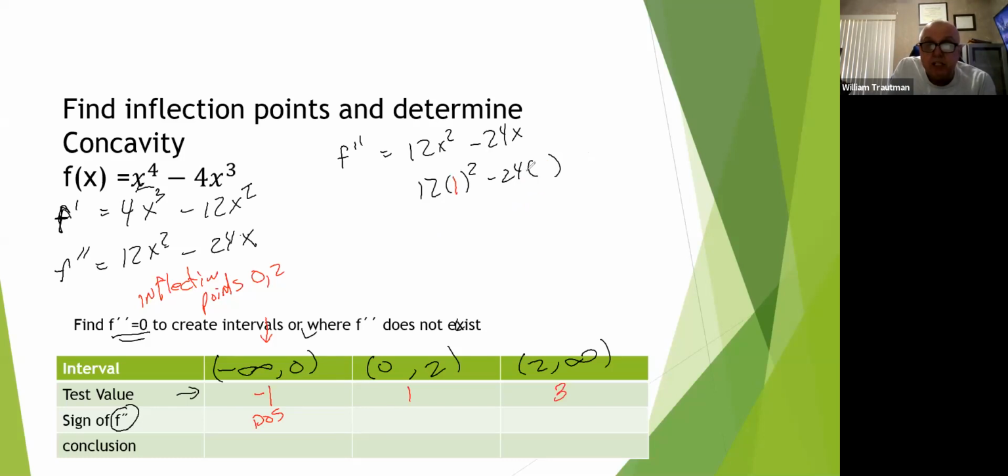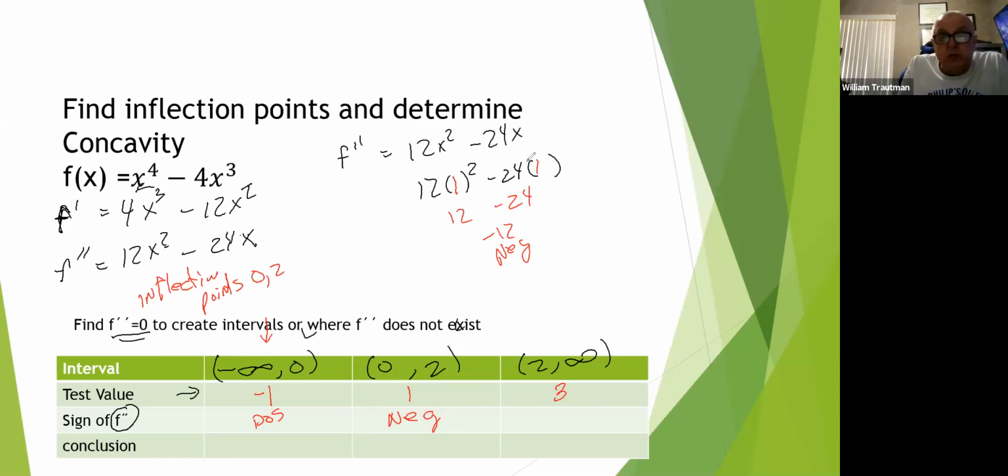Put a positive 1 because there's my next test point. This is 12. This is negative 24. 12 and negative 24 is negative 12, which is a negative number. So when I plug 1 into the x value, I get a negative answer.